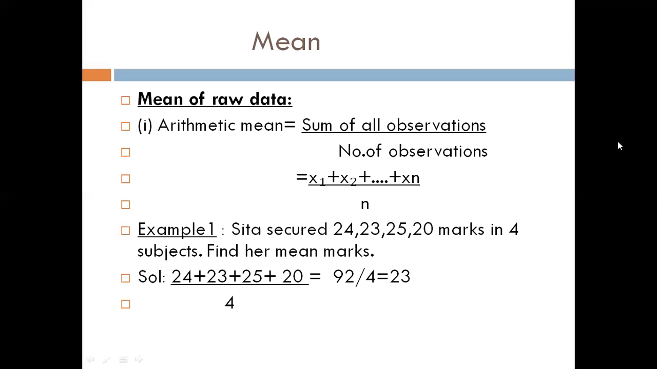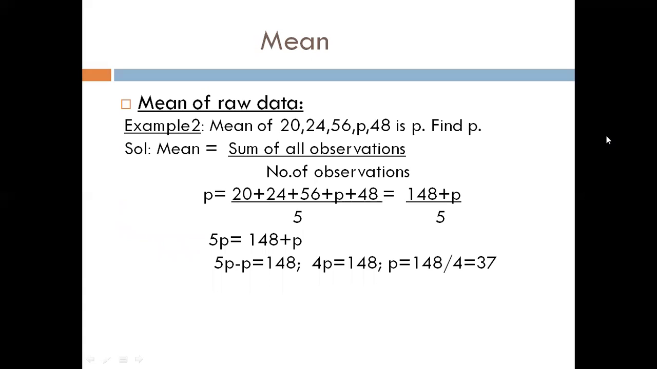Now another example. Here we find the observation P from the given data. Just see here, the mean of 20, 24, 56, P, 48 is P, find P. That means the missing observation and the mean are both the same. That is given as a variable P. So that P you have to find out. But the formula is the same, that is sum of all observations by number of observations. P is equal to 20 plus 24 plus 56 plus P plus 48 by total observations, which are 5. The mean is given as P, so the right side is equal to P.